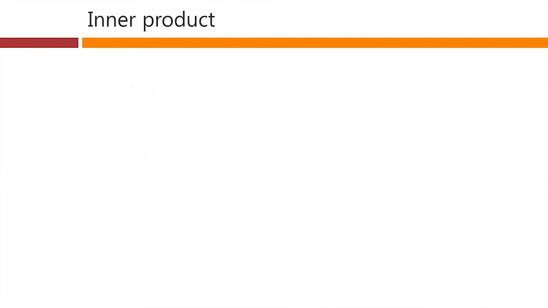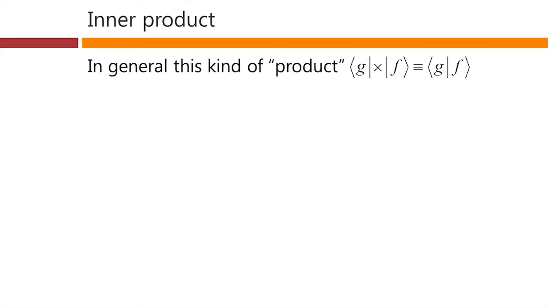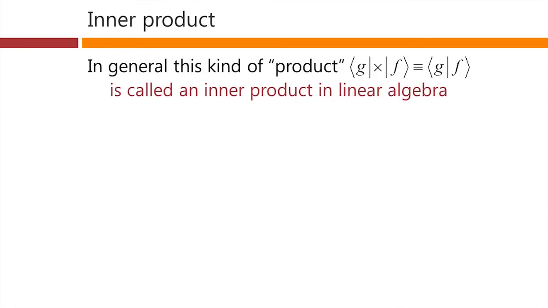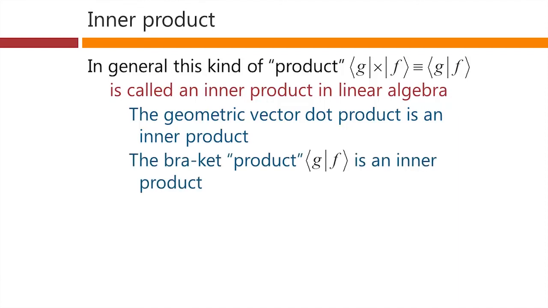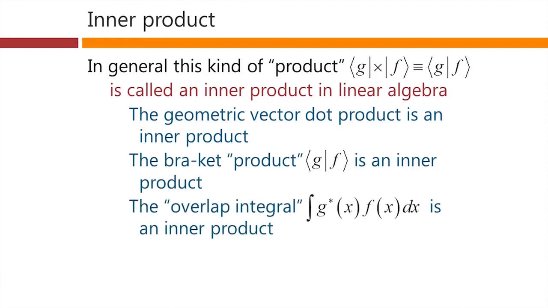Now, a very important concept in these spaces that we're working with is what's called the inner product. In general, this kind of product that we've just written down here is called an inner product in linear algebra. So really this format here is the Dirac Bra-ket notation version of the inner product. The geometric vector dot product is also an inner product. The Bra-ket product, as I said, is an inner product. The overlap integral that we've written down here is an inner product. And this idea of an inner product has a special meaning that we will get to here.